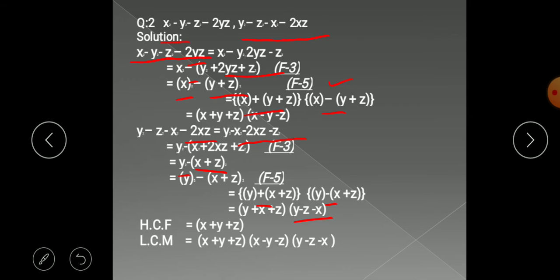Now the HCF, what is common? Common is x plus y plus z here, and what is left for the LCM? X plus y plus z, this one, and x plus y plus z, this one. Both are common. I have written down here. Now for finding the LCM, again I have written down this x plus y plus z, and what is left? Here left x minus y minus z, I have written down here, and here left y minus z minus x, I have written down here. So this is the required answer.